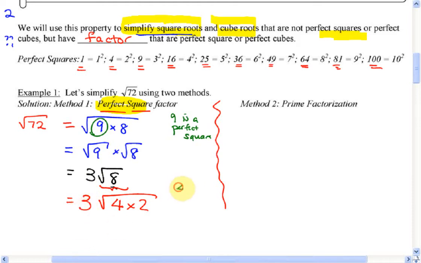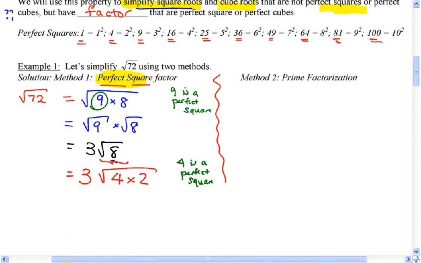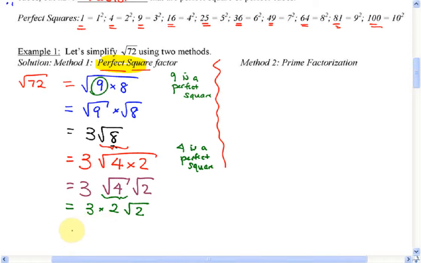And once again, 4 is another perfect square, which is good, because now I can split this up and simplify even further. So once again, I'm going to ask you to work on this. We'll keep the 3, and I'm going to separate the square root into root 4 and root 2. Okay, what's root 4? 2. So there's another 2. So in essence, what you have here is a 3, times a 2, and then a root 2. What's 3 times 2? 6. So there you go. This is your simplified answer, 6 root 2.